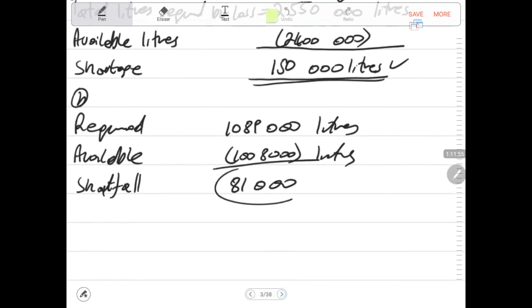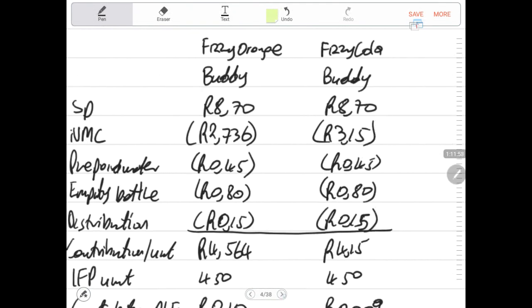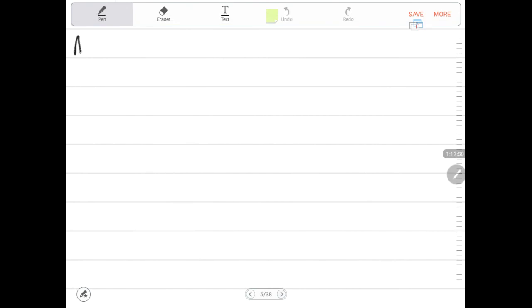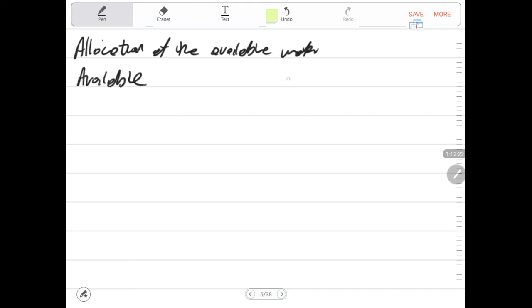Allocate the limited resources where we have a shortfall of 81,000 liters. Then we have to say available water, allocation of the available water. We only allocate what is available. We don't allocate what is not available. Available water is 1,008,000. Then we allocate according to the rankings.